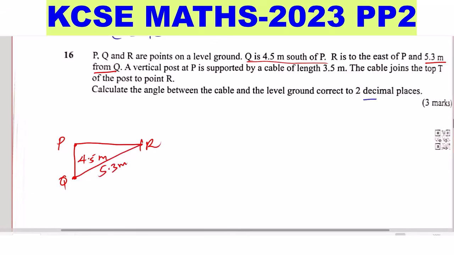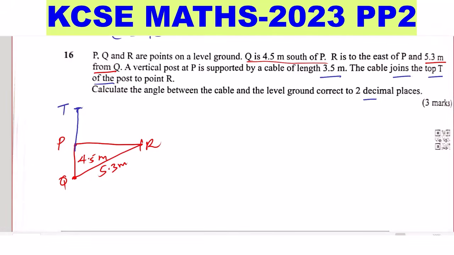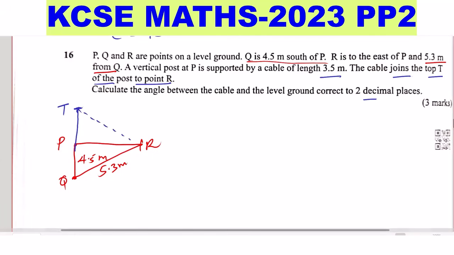A vertical post at P is supported by a cable. So let me draw a vertical post at P. So assume this is there. So that is the vertical post, and this is the top, supported by a cable of length 3.5 meters. The cable joins the top T of the post to point R. So this is the top of the post, that is point T, to point R. So that cable joins this top to R, like this.